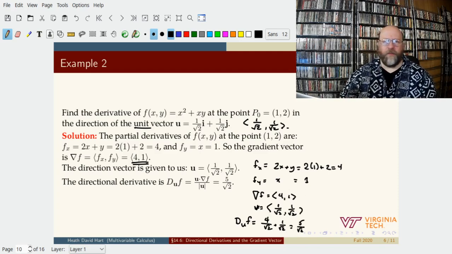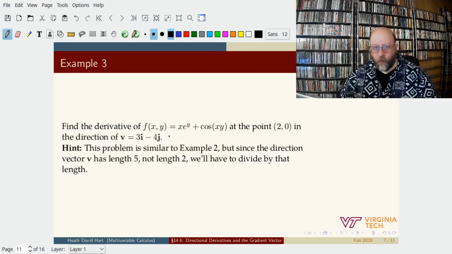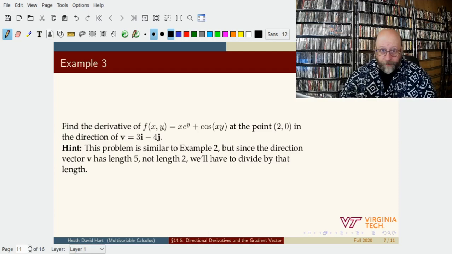So directional derivatives aren't hard. They combine what we know about regular partial derivatives with a dot product operation. Let's keep going. Let's try a few more examples. Let's find the derivative of this function in the direction of the vector 3i minus 4j. Okay.